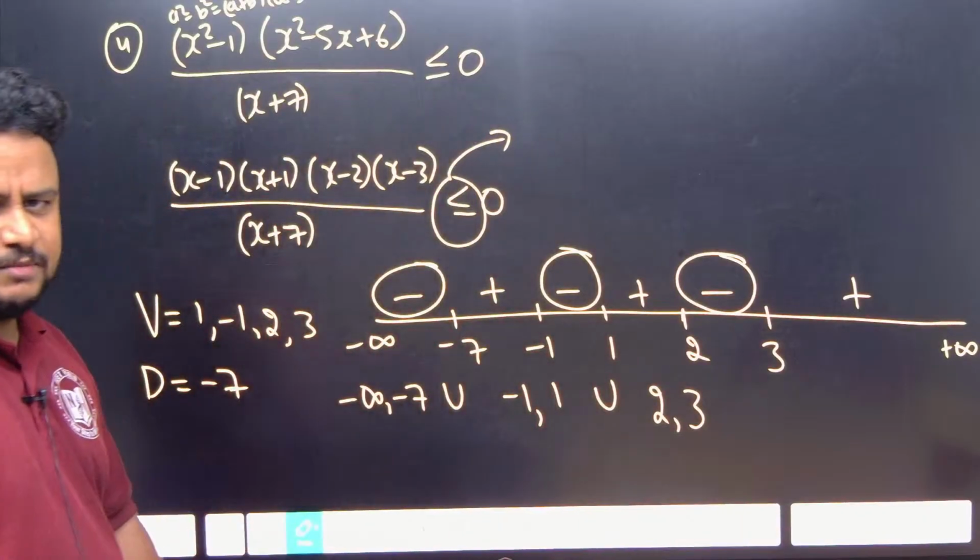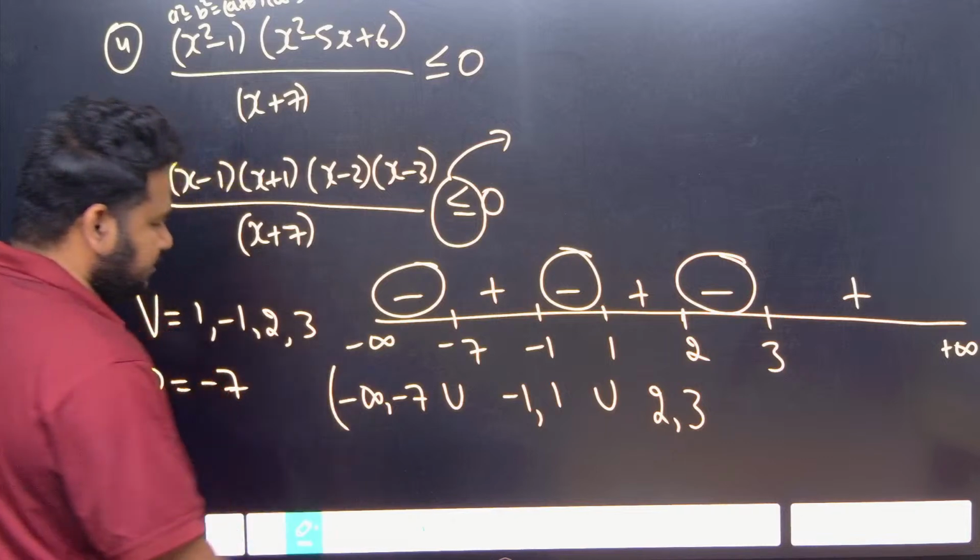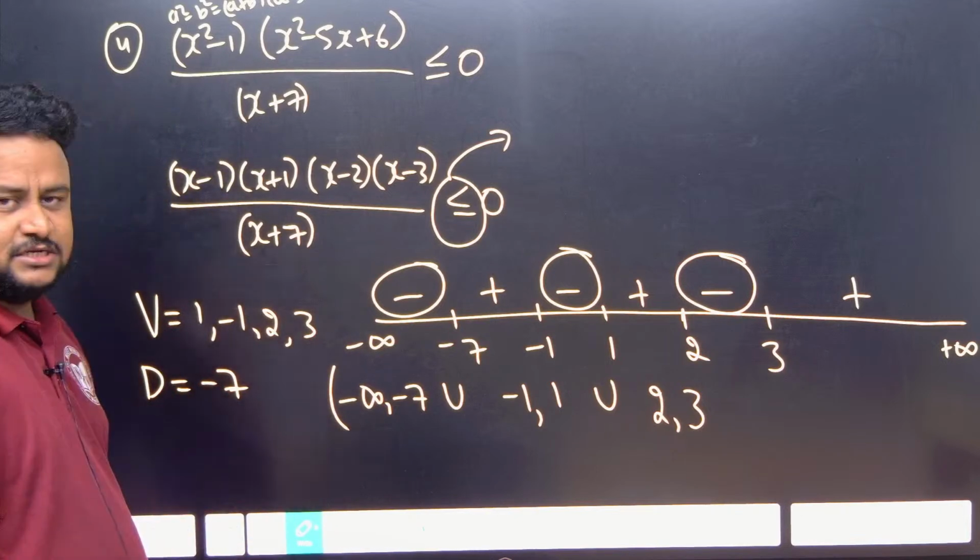Now let us talk about the brackets. Minus infinity definitely has an open interval. Minus 7 is a discontinuous point.